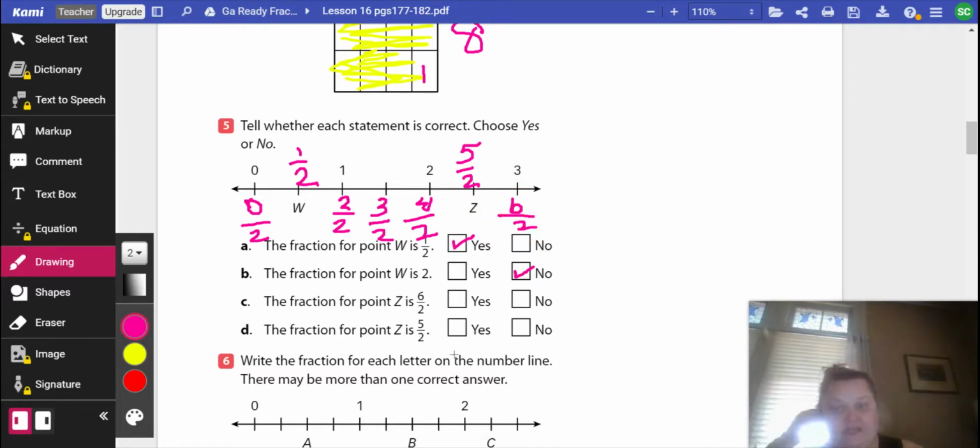So our question says the fraction for point Z is 5 halves. Here's Z, 5 halves. Oh, 6 halves. No. 5 halves? Yes. There we go.